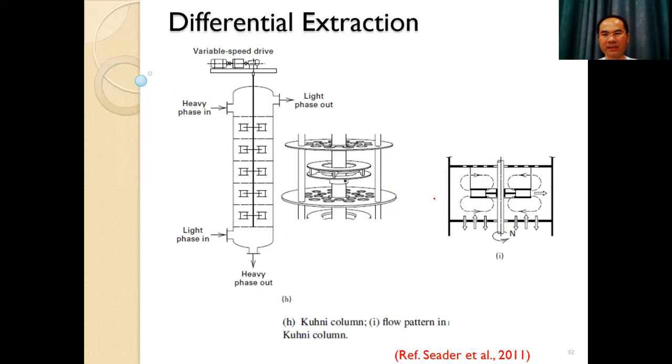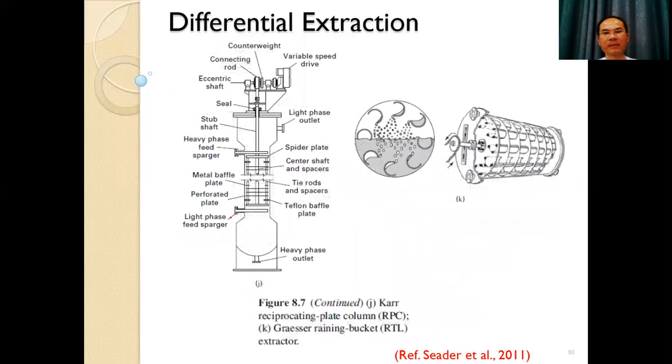The flow configuration. We have like rotating this. Okay, we have like the mixer. This is another design. For this case, it will be a rotating bucket. We rotate some liquid contact like this.